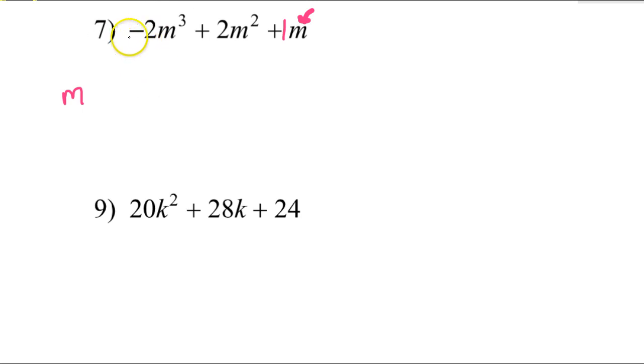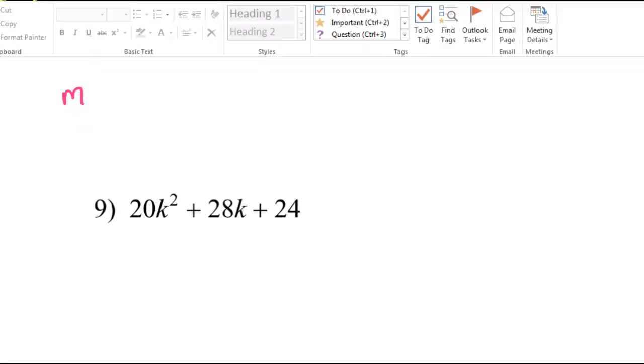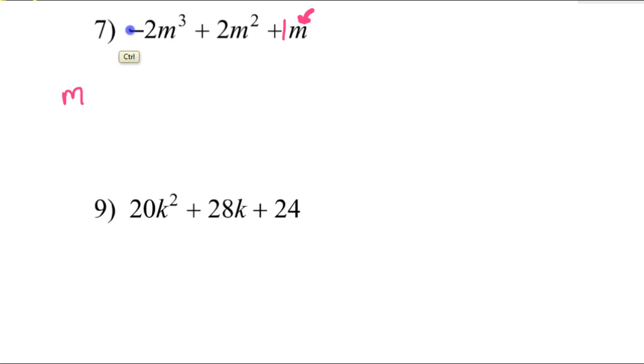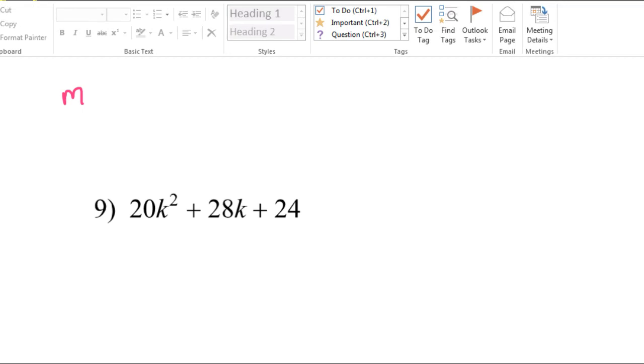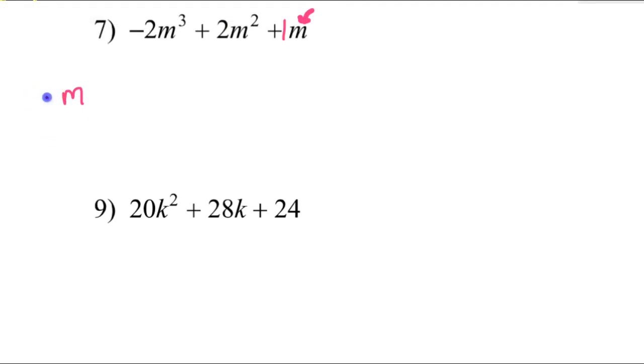Now look at the numbers, the coefficients, 2, 2, and 1. Well, 2 is a prime number, so there are no numbers that will divide into all three of these. So m is my only common factor. Well, you know what, except for this negative sign, because the leading coefficient is negative, we really need to include that in the GCF. So the GCF is negative m. So to figure out what to put inside of the parentheses, we will divide everything by negative m.